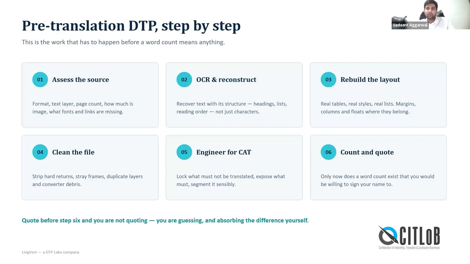Then we rebuild the layout with real tables, real styles, real lists. Also, we often have to clean the file of hard returns, stray frames, duplicate layers, and then finally engineer it for the CAT tool. Then and only then do we count and quote. Now there's a count you'd sign your name to. So quote before step six, and you're not quoting, you are guessing.